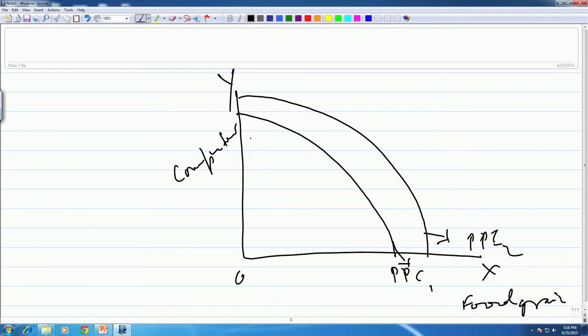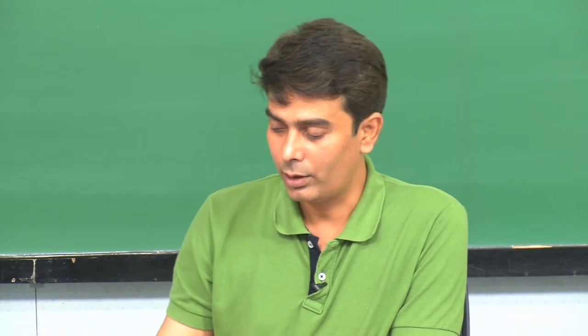We can see here that if the economy is shifting from PPC1 to PPC2, it means the economy is in a position to produce more output. If you connect this line, this is X1, the production of food grain, and C1, the production of computers. If the country moves from PPC1 to PPC2, any point on this curve shows more production of food grain, X2, and more production of computers. This has not happened without proper growth of the physical infrastructure in the economy.